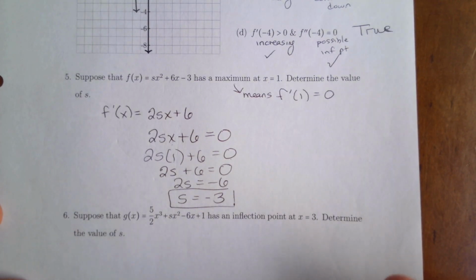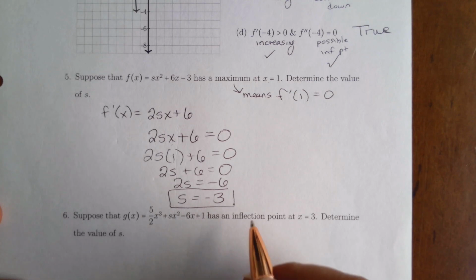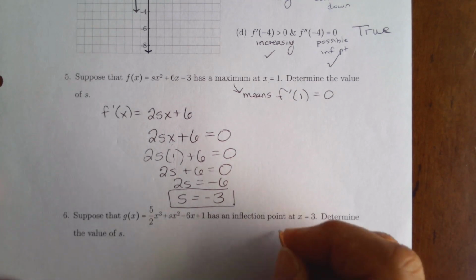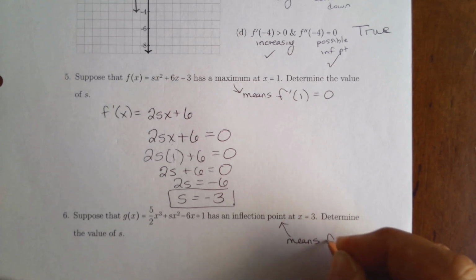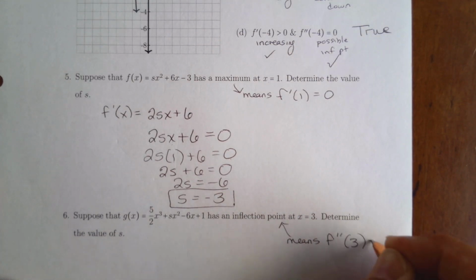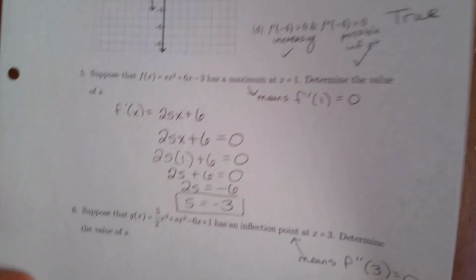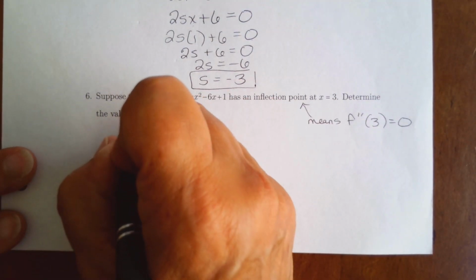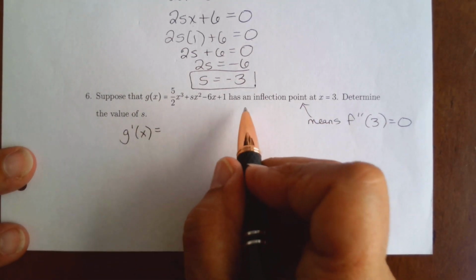Now, we're going to do the same thing for number 6, except it's an inflection point. So we have this function. It has an inflection point at x equals 3. Well, that means not f prime, but f double prime at 3 equals 0. So if f double prime at 3 equals 0, then I got to find the second derivative. Inflection points are all about the second derivative. So in order to find the second derivative, I got to find the first. So let's find the first derivative.